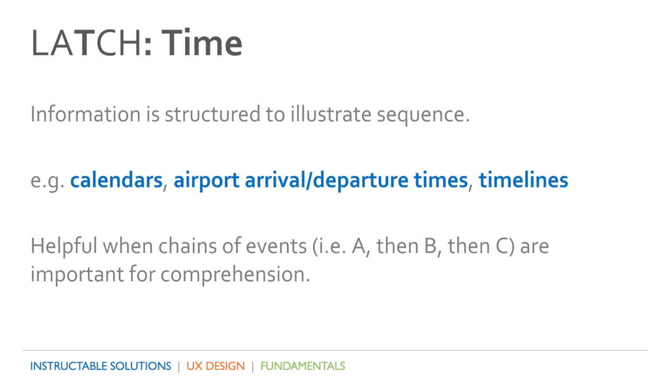This type of organizational principle is important and helpful when chains of events, i.e. a sequential set of events, A then followed by B or C, are important for comprehension. Hence the sequential movement of module to module, week to week in an online course.